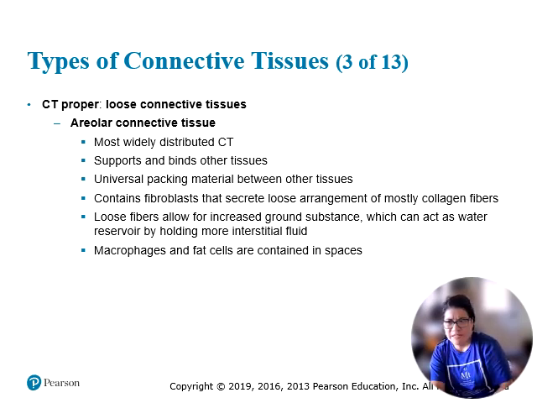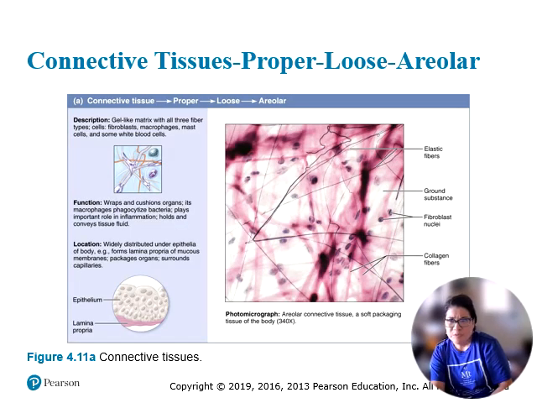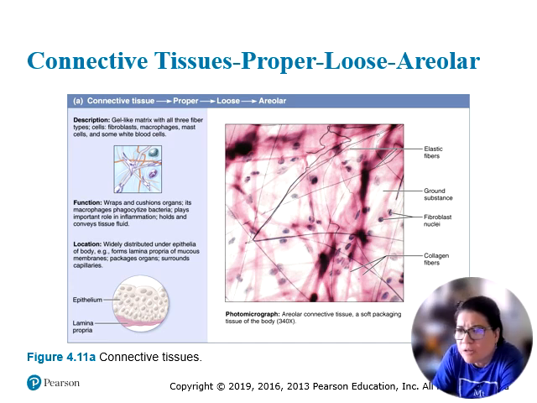Macrophages and fat cells kind of sit inside of it. So a good way to think of it is packing material. Here's what it looks like. You can see the ground substance there, the little nuclei, the fibers. You can see collagen right here, the pink, and it's just like a matrix that holds everything and gives it support.